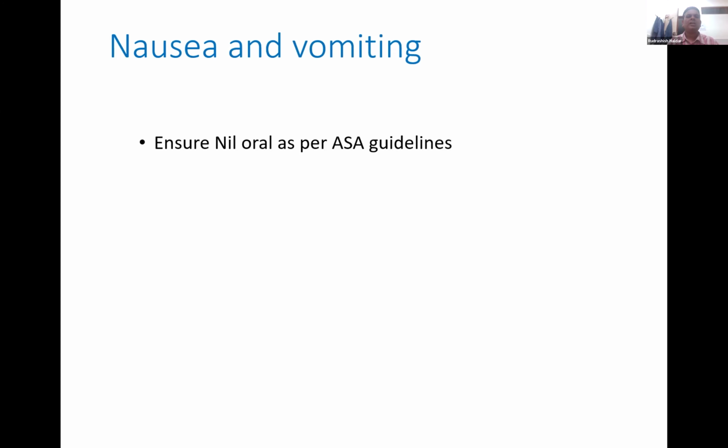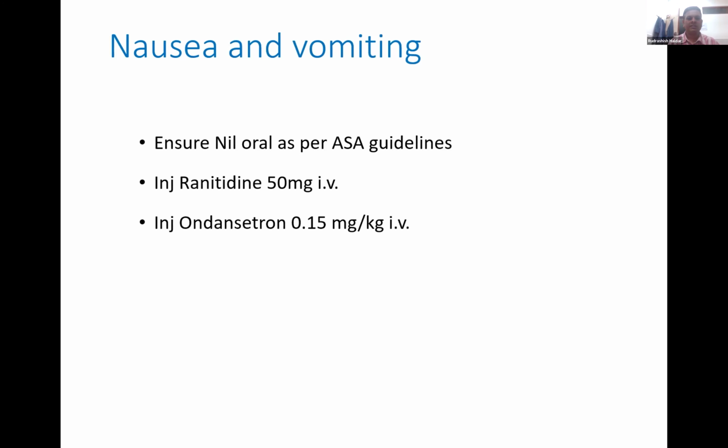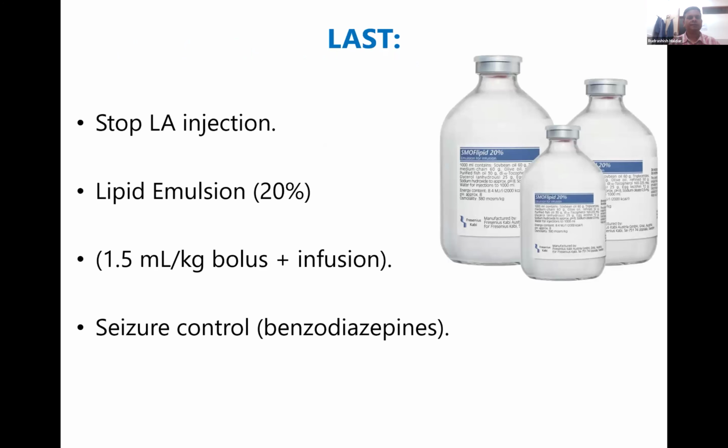Then the patient might complain of nausea and vomiting. To avoid that, we should ensure nil oral guidelines as per ASA. Injection ranitidine should be given before taking up for the surgery. Injection ondansetron 0.1 to 0.2 milligram per kg IV along with dexamethasone 0.1 to 0.25 milligram per kg can be given.